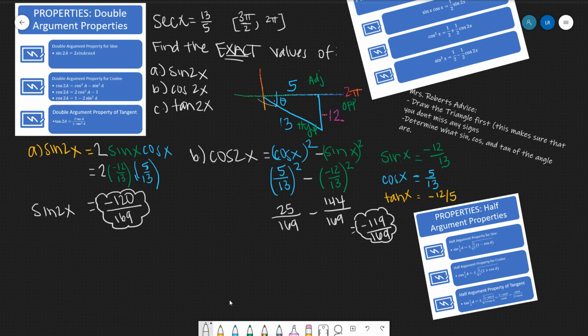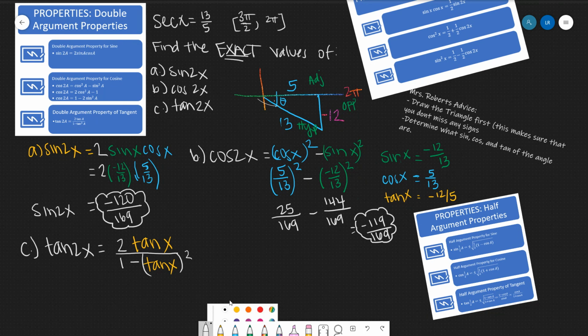All right, so now we're going to do C, which is finding the double angle of tangent. So the double angle of tangent, what we need is 2 times tangent of x over 1 minus tangent of x squared. So what we need to do is replace the tangent of x with what we know, which is negative 12 over 5. So we're going to have 2 times negative 12 over 5, over 1 minus negative 12 over 5 squared.